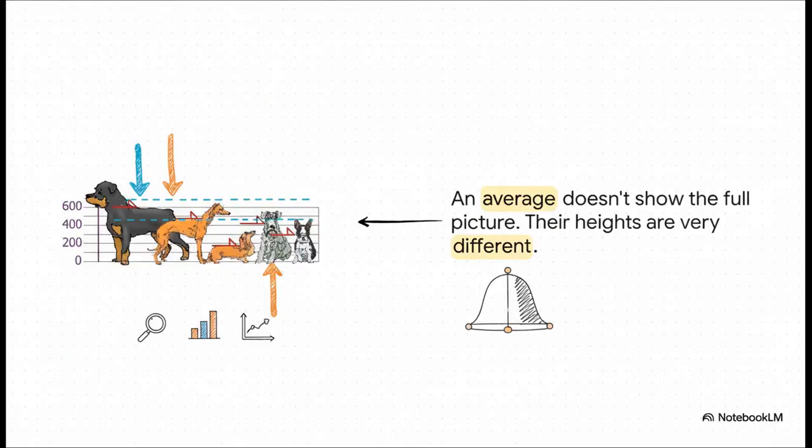See, an average all by itself can be really deceiving. Just look at these dogs. You could say they have the same average height. But, clearly their actual heights are completely different. That spread, that difference from the average, is what we call variance.